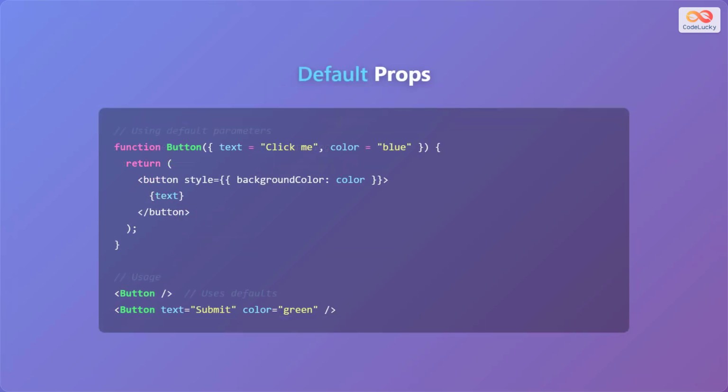You can also define default values for props. In this example, if the text or color props are not provided to the Button component, they will default to the values "Click Me" and "blue" respectively. So when the Button component is used without any props, it will use the default values.